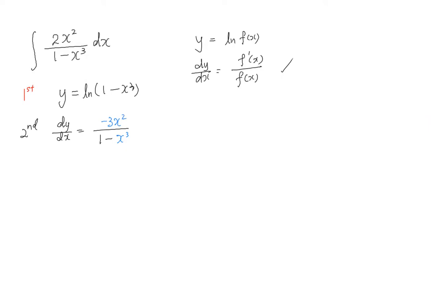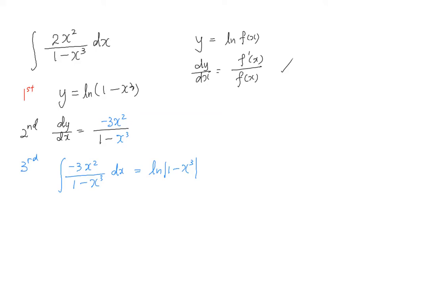Okay. So now, next step, third step, what do I do? I integrate negative 3x squared over 1 minus x cubed. What do I get? ln 1 minus x cubed. Am I right? So now I have to play around with it.